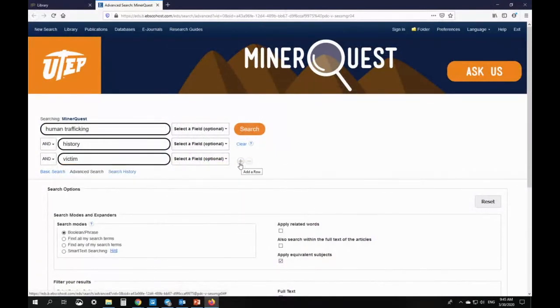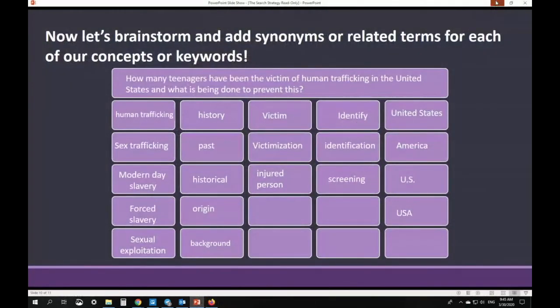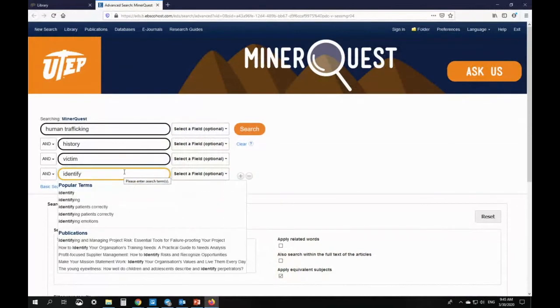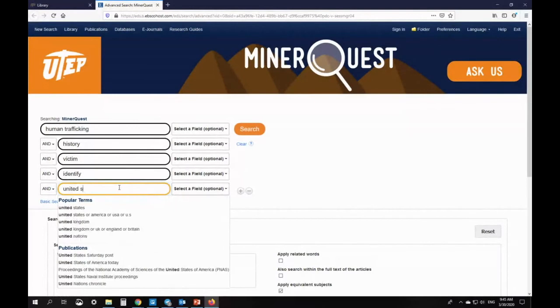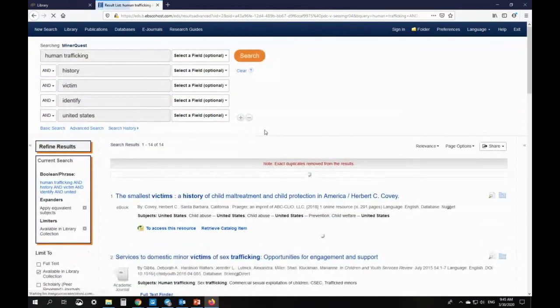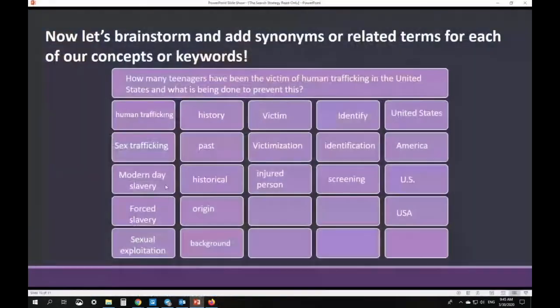To add more search boxes, I'm going to click this circle with the plus sign. The last two are identify, and identify, and add another search box for and United States. And I'm going to click search. So we have 14 search results, but we know that there's millions because we just saw it on Google.